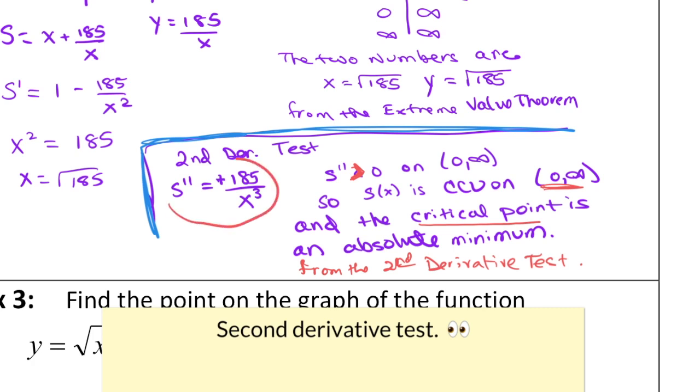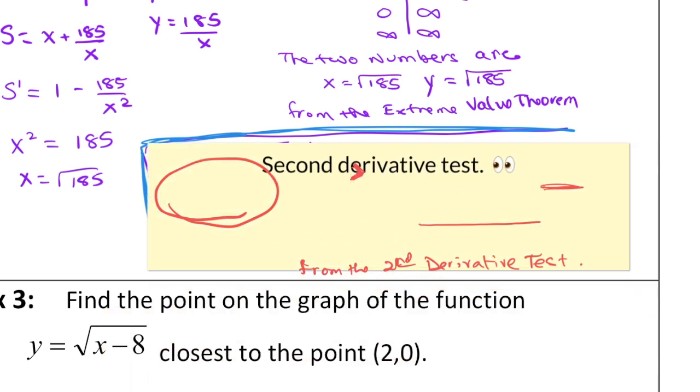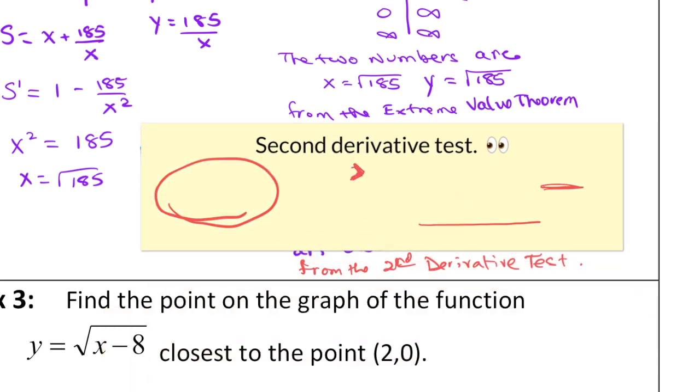I would suggest you only use the second derivative test when the second derivative is easy to calculate. All right, so for now, let's take a look at example 3.